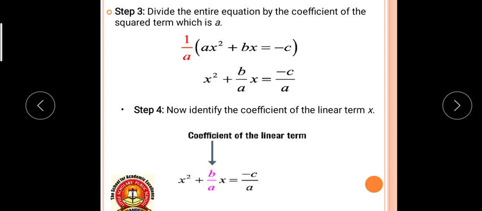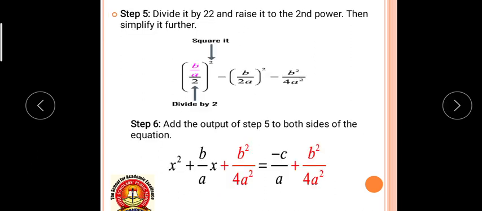Now, after this, you have to look at the coefficient of the linear term. What is the coefficient of the linear term? B by a. Now, we have to use the completing square method. In the completing square method, what are we doing? Whatever the coefficient of x, that is b, we divide it by 2 and take the square. The same we have to follow. Now, this is a quadratic equation which has the coefficient of x square as 1. What is the coefficient of x? B by a. Divide it by 2 and take the square.